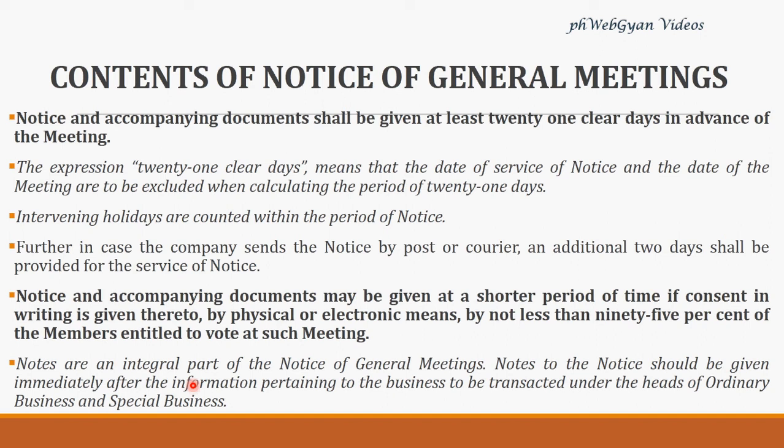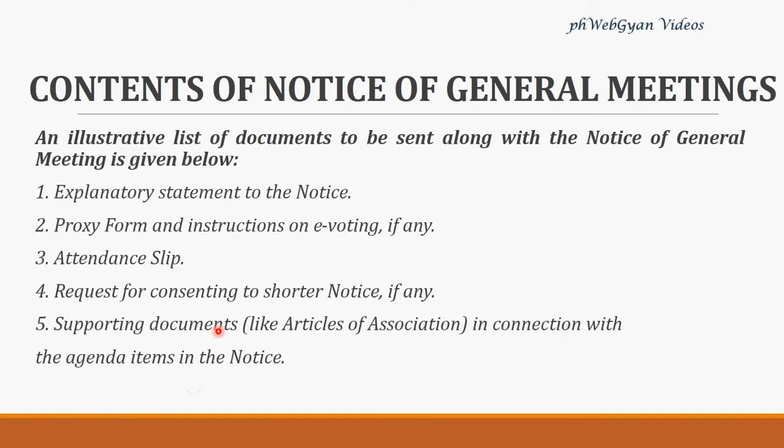Okay, now moving further, what all are the annexed documents with the notice of the meeting? So first of all, the explanatory statement to the notice, but only in the case of special businesses. Proxy forms are to be attached. Attendance slip is to be attached. Request for consenting to shorter notice is to be asked for with this notice only, as I mentioned again.